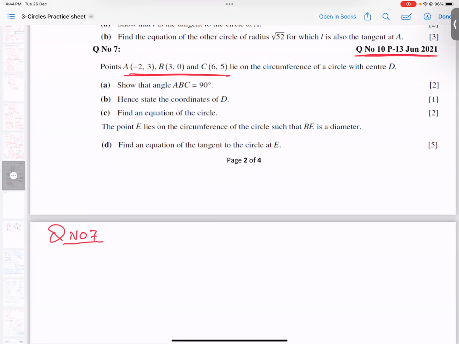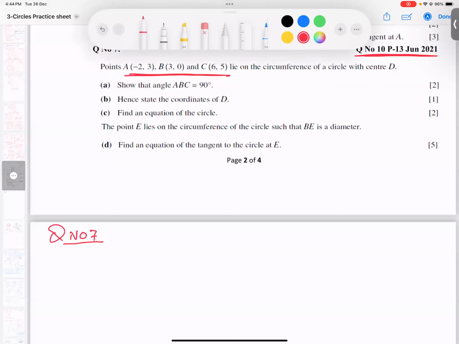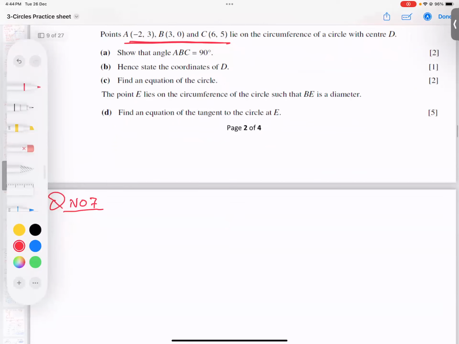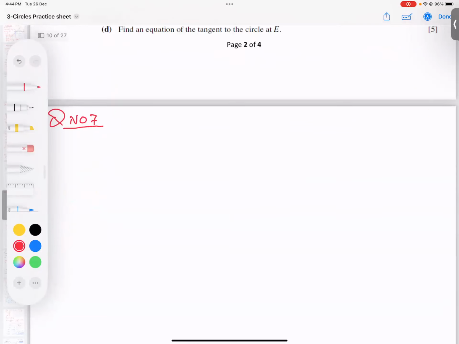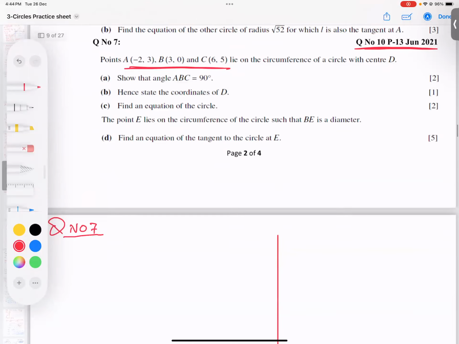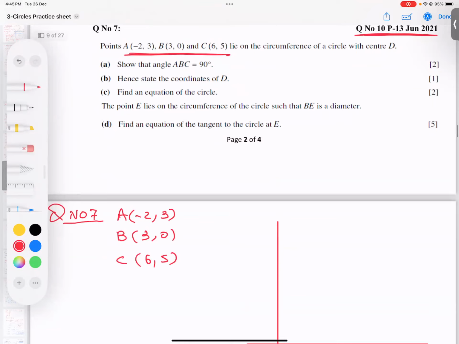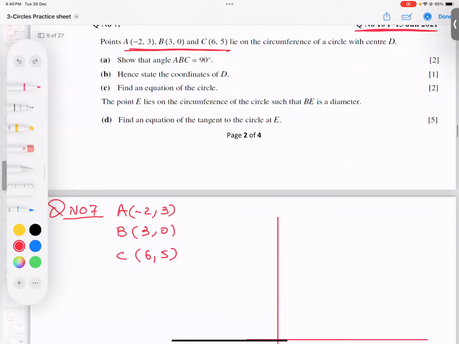First of all, where is A? I'm writing here: A is (-2, 3), B is (3, 0), and C is (6, 5). He said the center is D, and all these points lie on the circumference, which is very clear.